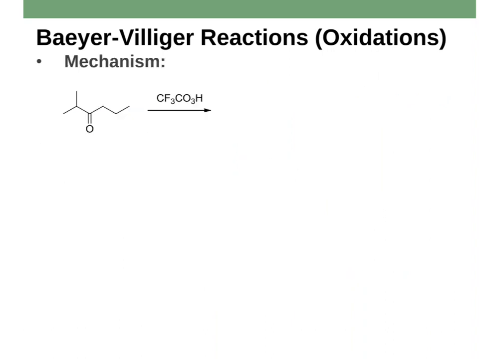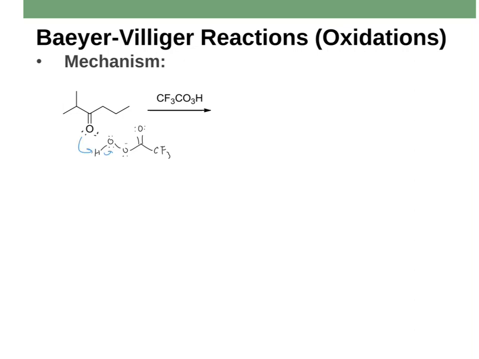So same reaction here. I've got that same ketone. I've got the trifluoro peroxy acid here. And I'm going to go ahead and add some electrons. I'll draw my peroxy acid here, CF3. And what happens in this first step is you're just going to protonate your carbonyl.